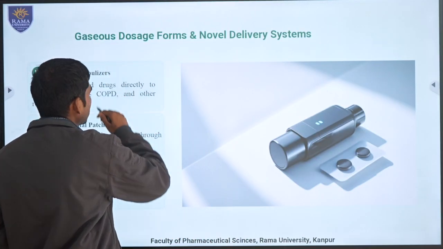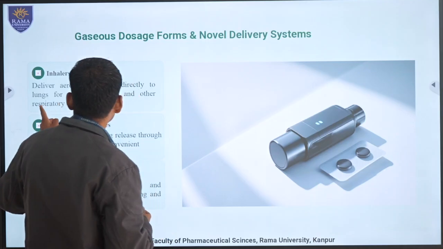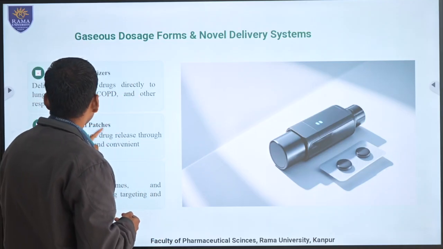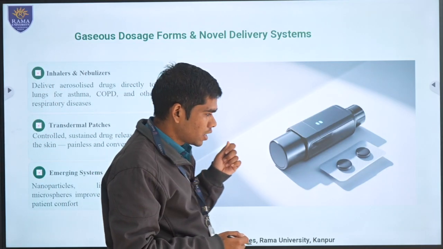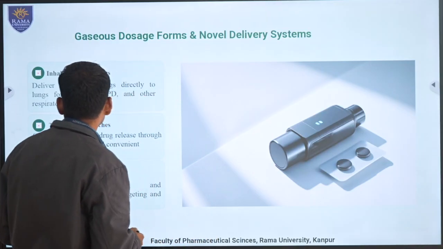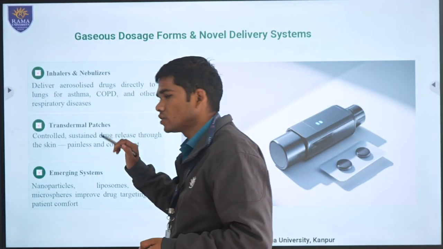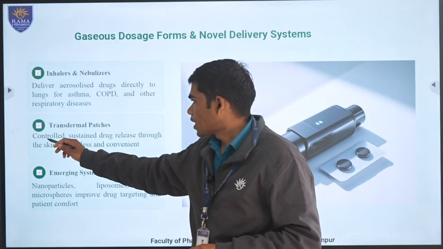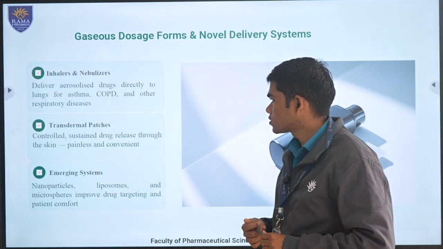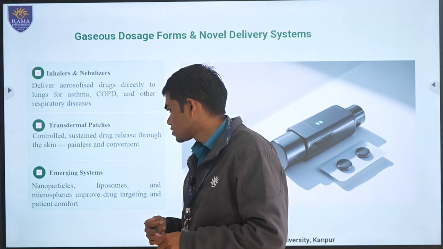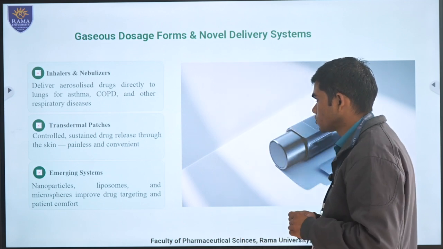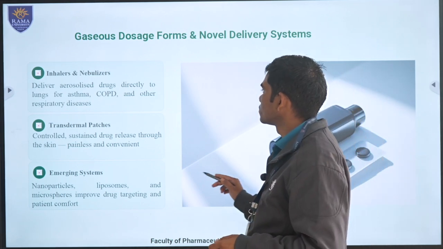First one is inhalers and nebulizers, which deliver aerosol drug directly to the lungs for asthma patients, for the treatment of respiratory disease. Next one is transdermal patches. Then drug delivery systems, these are the nanoparticles, liposomes. Okay, so these are the gaseous dosage forms.